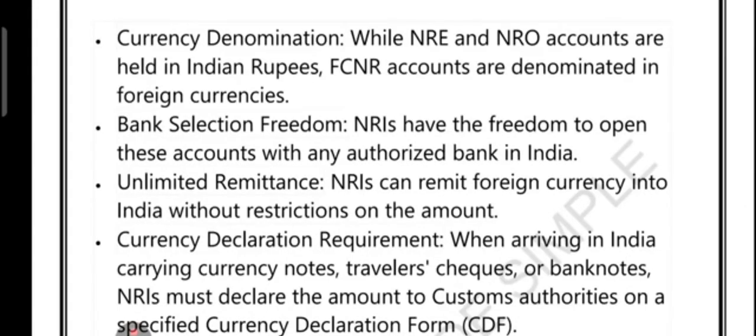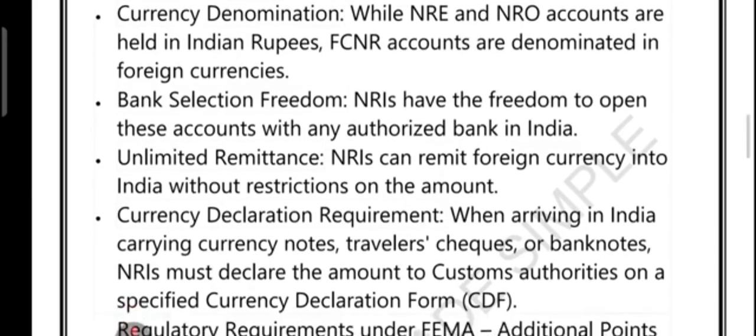If you are an NRI bringing money into India, you don't need to fill out a currency declaration form if you are carrying foreign currency notes up to $5,000. You also don't need to fill out the form if you are carrying currency plus traveler's checks together up to $10,000. So, foreign currency notes up to $5,000, and currency plus traveler's checks together up to $10,000. In that case, you need not fill out the currency declaration form.